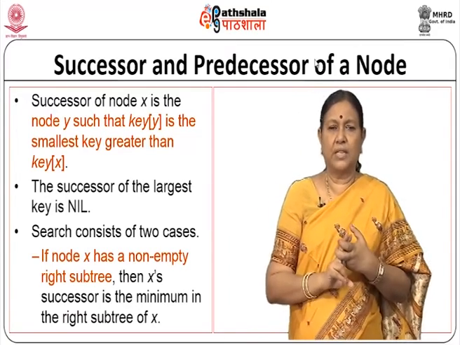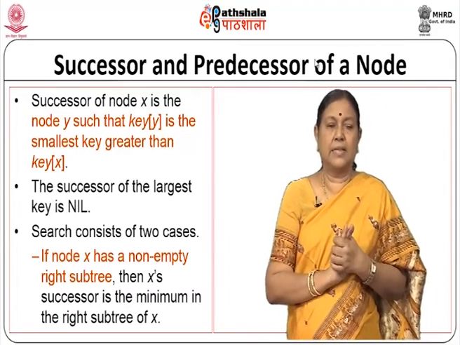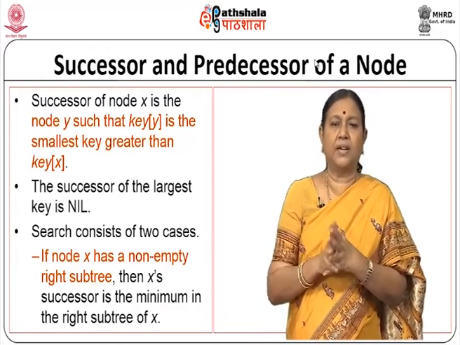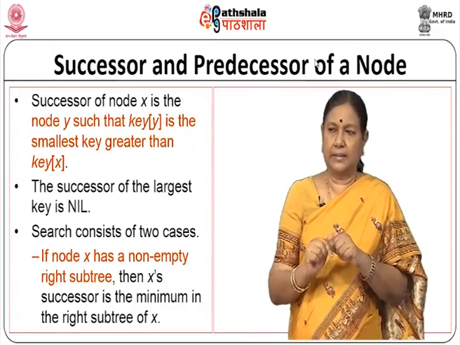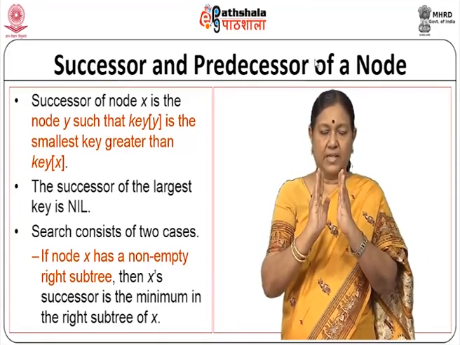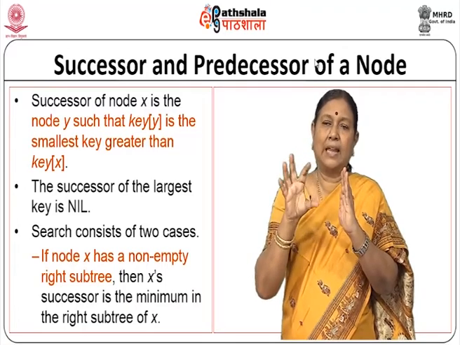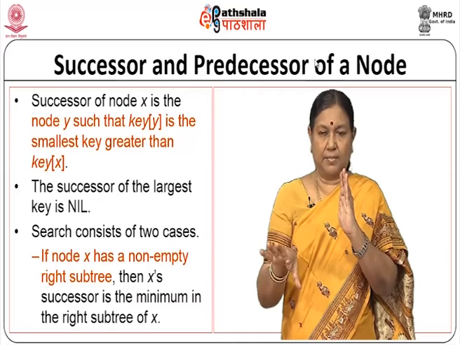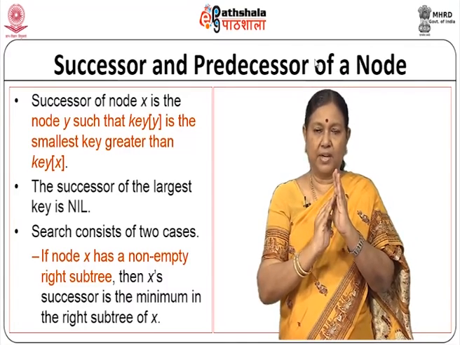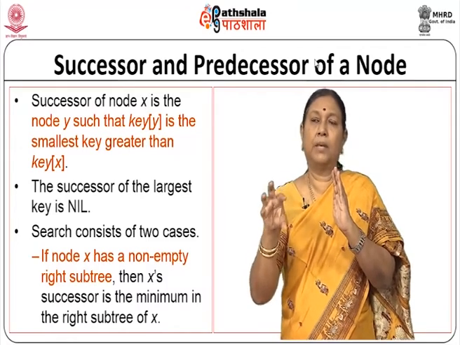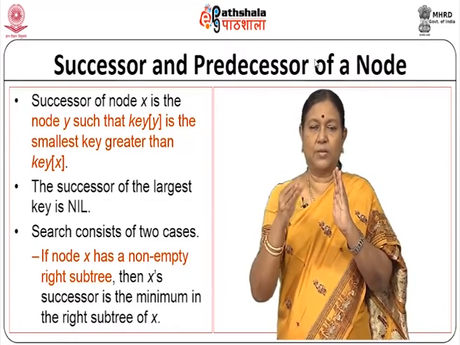Finding the successor consists of two cases. In the first case, the node x has a non-empty right subtree. Then x's successor is the minimum of the right subtree of x. So x can have a non-empty right subtree or an empty right subtree. If it has a non-empty right subtree, you go to that right subtree of x and find the minimum node there.